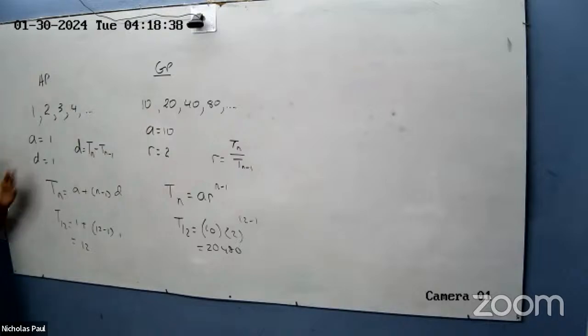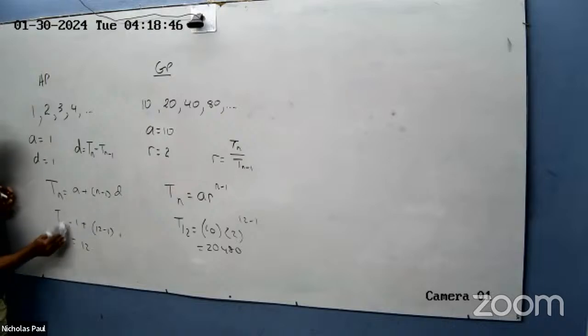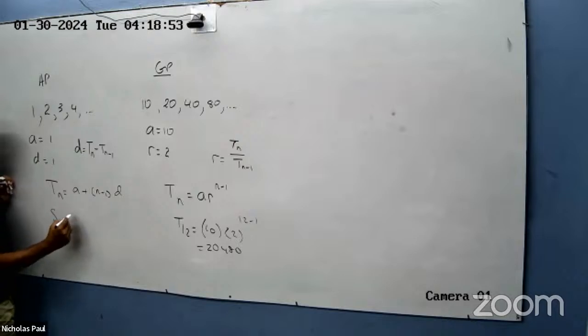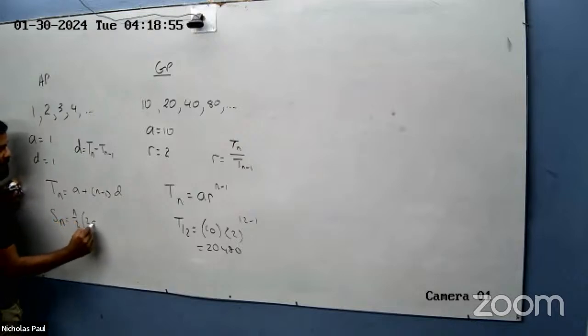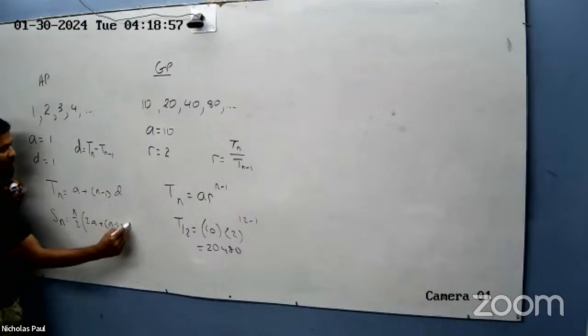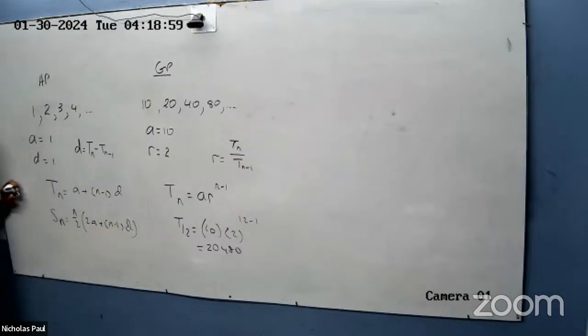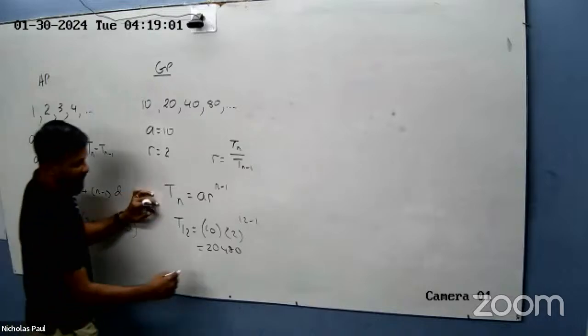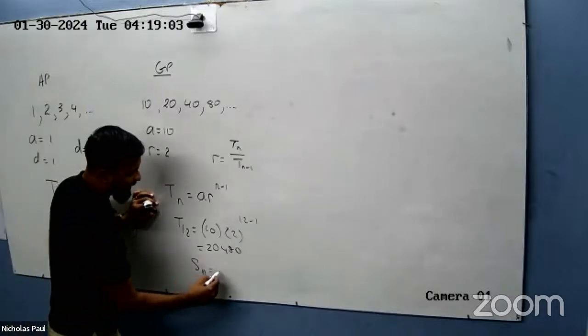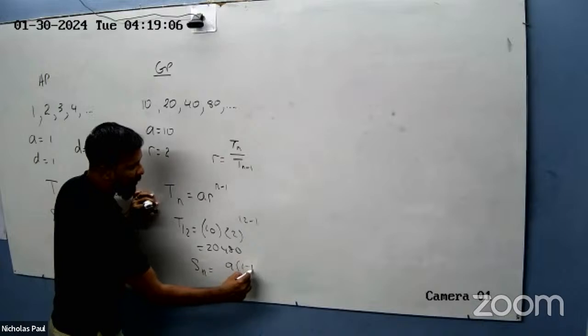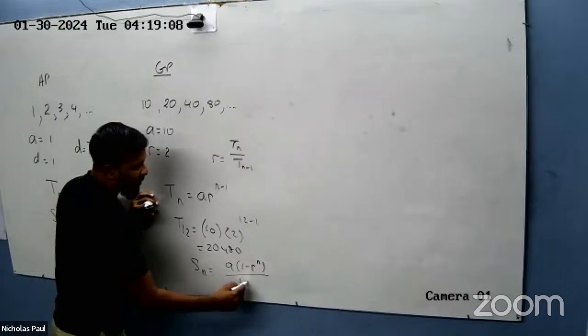Now, sometimes they want to sum up the progression. So instead of finding the term, you want to sum it up. That's where you will use the sum formula. For an AP, S_n = n/2 times (2a + ...). And you see how important it is to learn these formulas. And then for a GP, S_n = a(1 - r^n)/(1 - r).